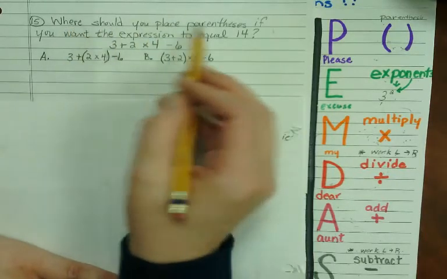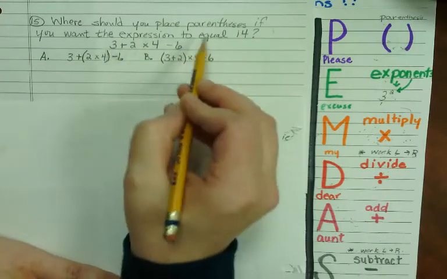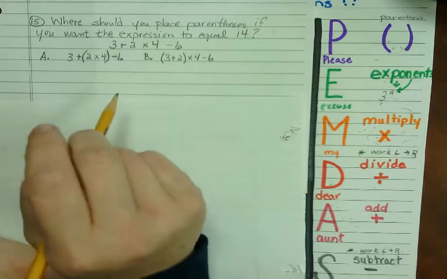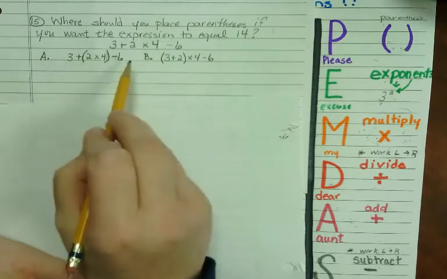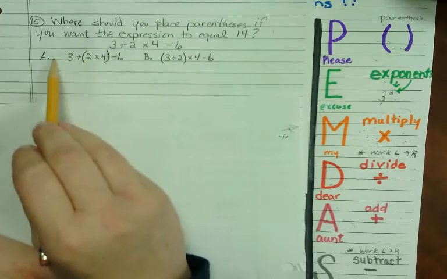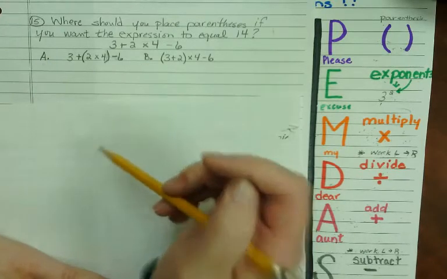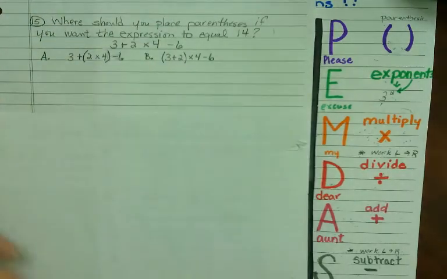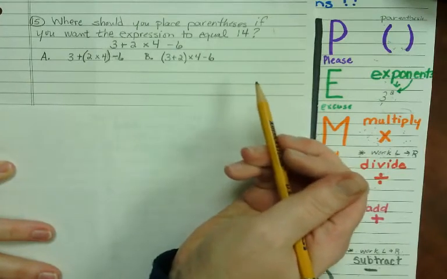But where should you place parentheses if you want this expression to equal 14? So if we worked it out, we want it to come out to be 14. On your homework, you're going to have 4 choices. You know, on Google Forms, you would have A, B, C, and D, even though they don't have those letters. So I only chose 2 answers to work with, simply because it takes less time and it still teaches you what you need to know.